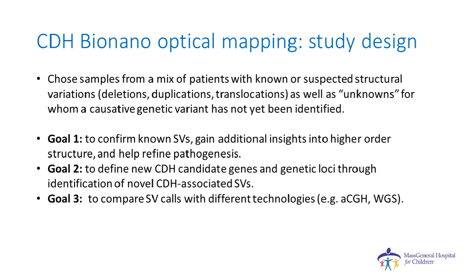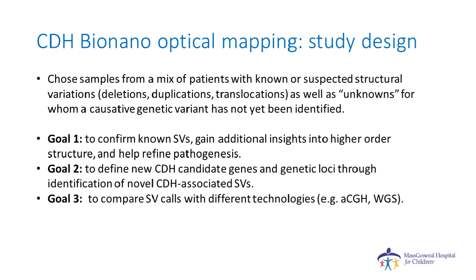We chose samples from a mix of patients with known or suspected structural variations. And so these included patients with deletions, duplications, and translocations, as well as what we call unknowns, for whom a causative genetic variant had not yet been identified.